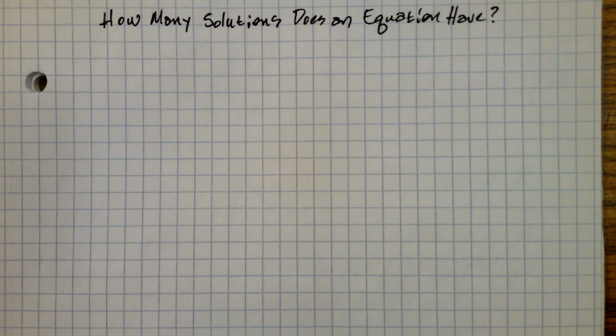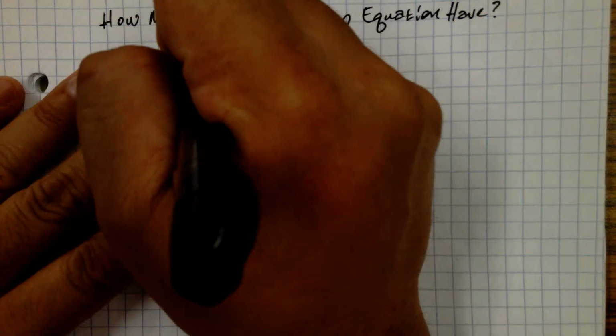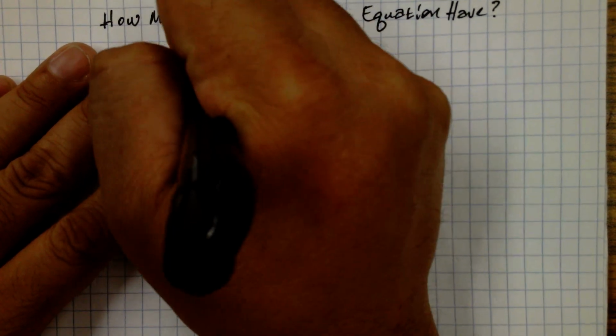Okay. So it turns out that we have more than one possibility when we're solving. So we're going to explore all the possibilities that happen when we're solving equations. There's three possible things that can happen. Three possibilities.